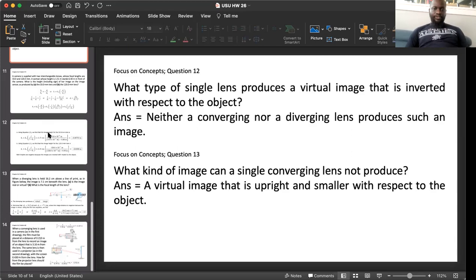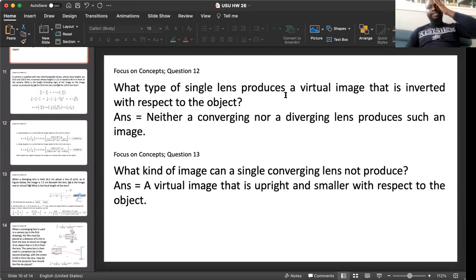Next question, focus on concept question 12 says, what type of single lens produces a virtual image that is inverted with respect to the object? No lens. All virtual images produced by a concave lens or a convex lens are always upright. I keep mixing the lens and the mirrors. But we know a convex lens behaves like a concave mirror, and a concave lens behaves like a convex mirror. So that is how I remember both of them.